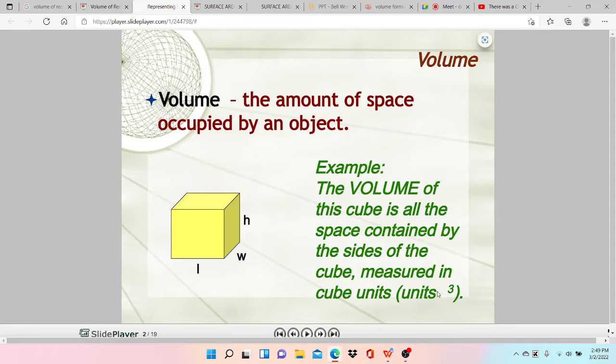In getting area, for example on 2D shapes, two-dimensional shapes, in getting area, we just use squared. But in 3D, we cannot use squared. We use cube, 3, because we have length, width, and height. So to the power of 3.